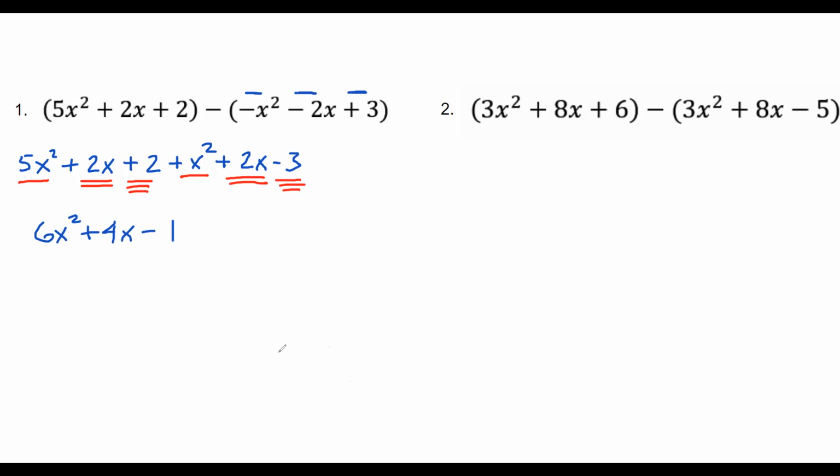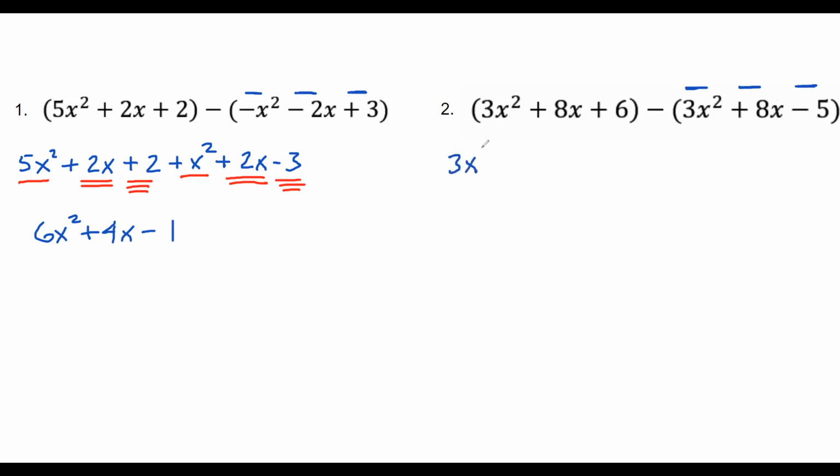Now, if you didn't quite follow along with that, feel free to pause the video, try to work that out on your own. Make sure you get that same answer. Go back and rewatch my solution if need be. In the meantime, I'm going to move on to problem 2 and try to apply that same approach. I'm going to write this negative sign over the top of 3x squared, over the top of plus 8x, and over the top of minus 5. That's going to help me figure out those signs when I rewrite it.